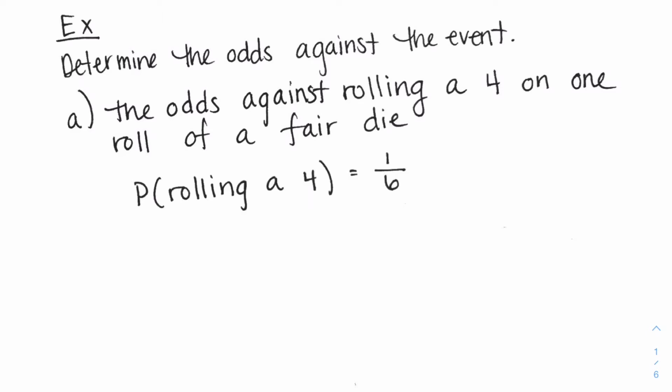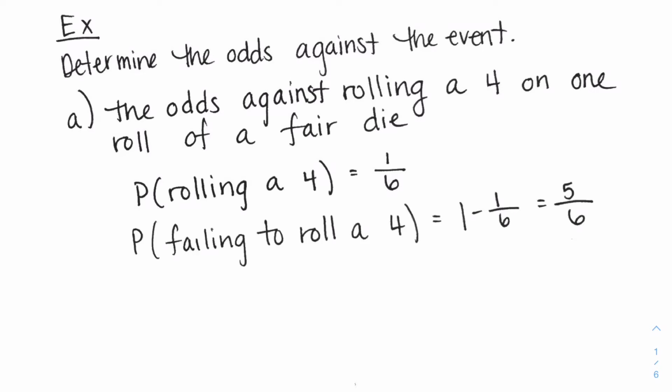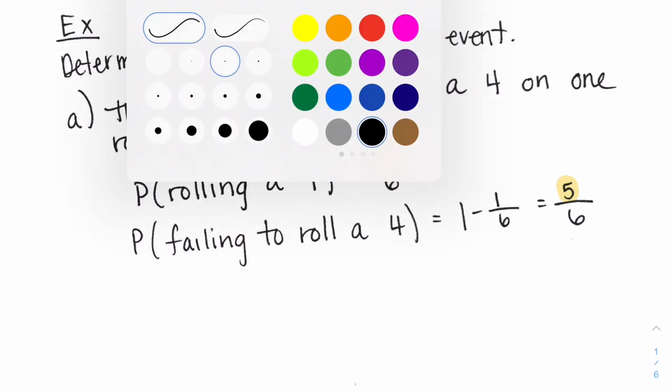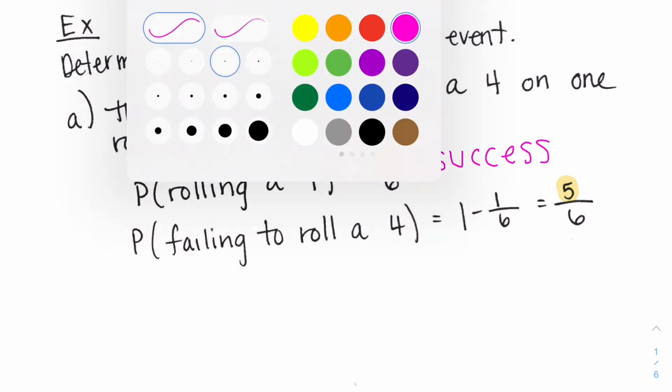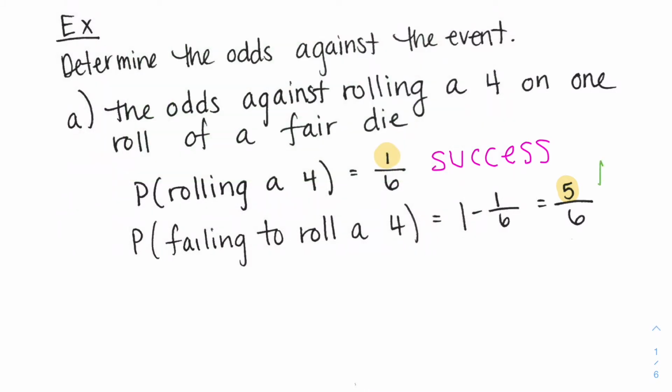It's a standard die, so the probability of rolling a 4 is 1 over 6. And the probability of that not happening is 1 minus the probability of it happening. Another way you can think of this from our last section is there's one way out of 6 to roll a 4. There are 5 ways to not roll a 4. So these are our probability of success and our probability of failure. This one here is our success, and this here is our failure.